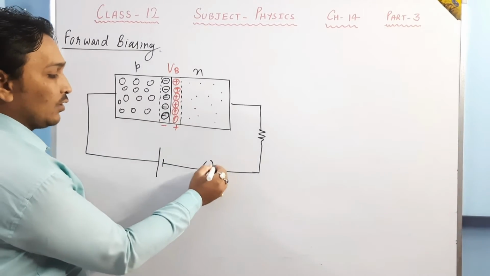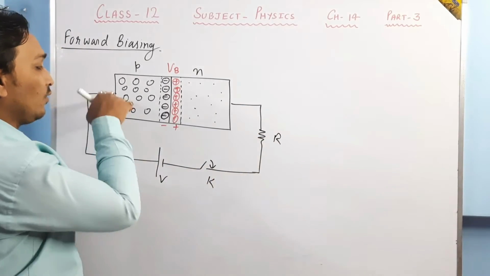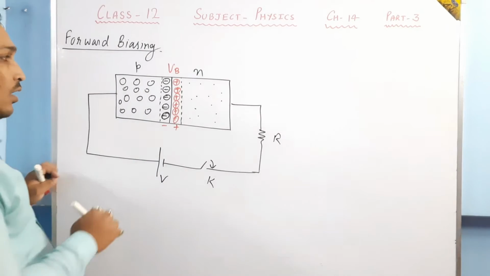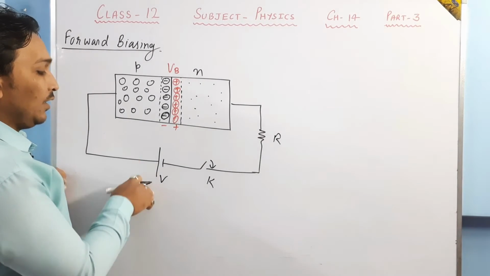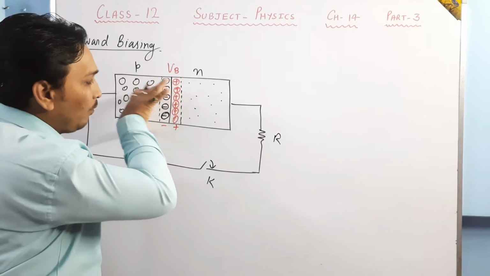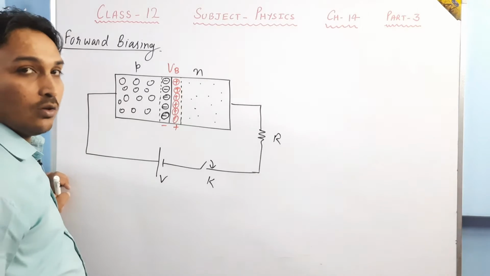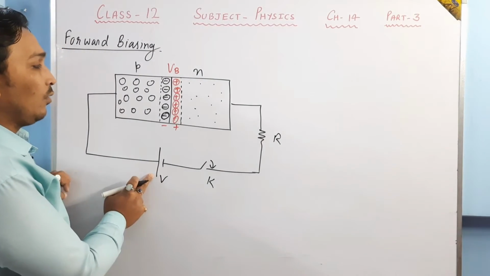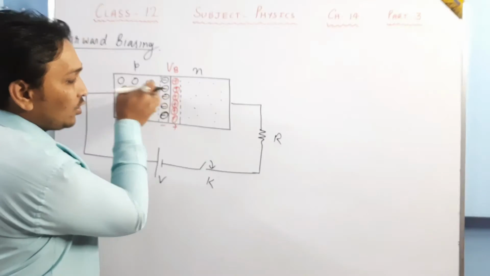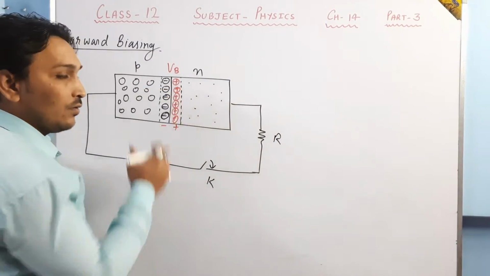Because when this key is on, obviously, this is the key, and this is a resistance which represents the resistance of this wire. Now what this cell does is push the positive holes towards the junction. Holes are also considered to be positive. So this positive terminal of the battery pushes the charges towards the junction, and this negative terminal of the battery pushes the charges towards the junction.